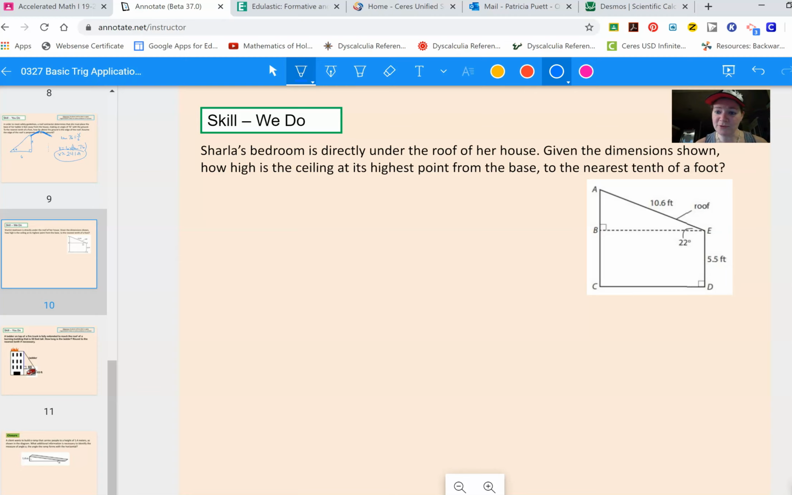So Charla, what a name. Charla's bedroom is directly under the roof of her house. So here's the roof of her house, and there's good old Charla in here. Let's draw Charla. There we go. So given the dimensions shown, how high is the ceiling at its highest point from the base, to the nearest tenth of a foot? Oh, so that's what we're looking for.